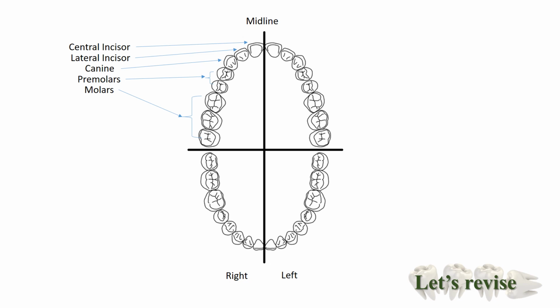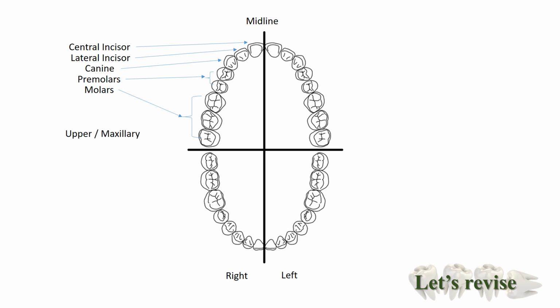And we're numbering these as we go from 1 here round to 8. So the numbers are always going from the midline away to the posterior. So they're the teeth that we have.